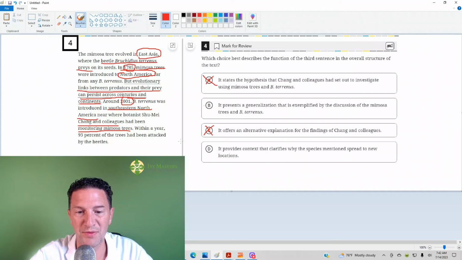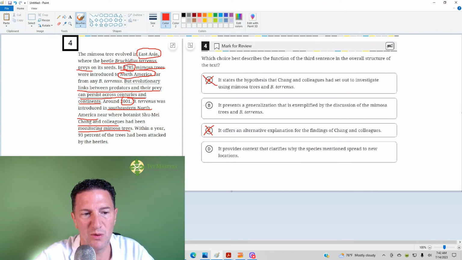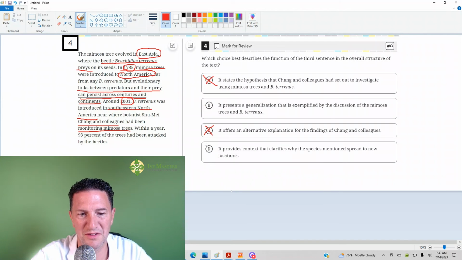Answer choice D, it provides a context that clarifies why species spread to new locations. It's not saying why they spread to new locations. It's just saying that the predator-prey relationship is persisting. Answer choice B is your correct answer.